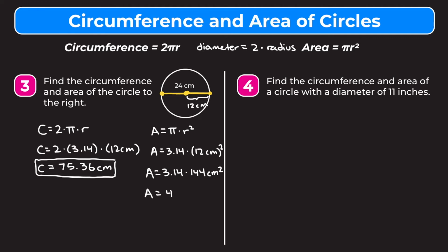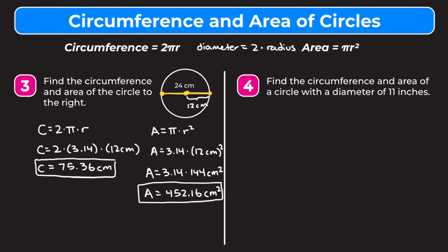And we get 452.16, and we can't forget our units of centimeters squared. So we get that our area is 452.16 centimeters squared. Let's take a look at example 4, which is similar.